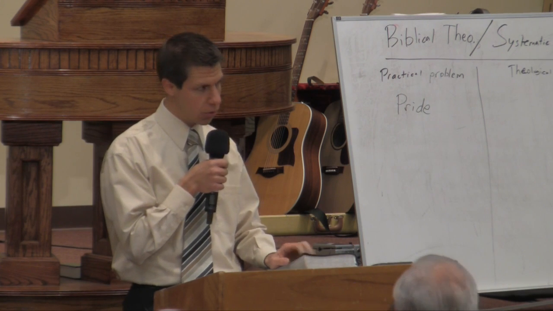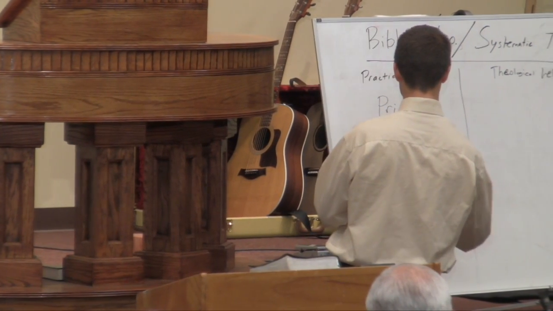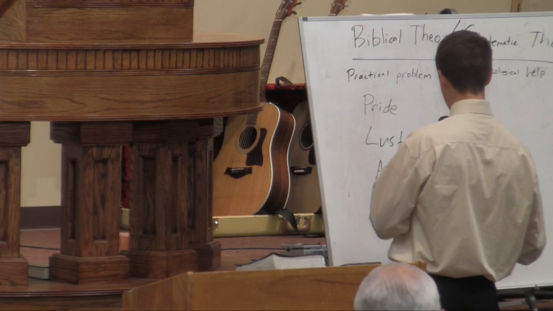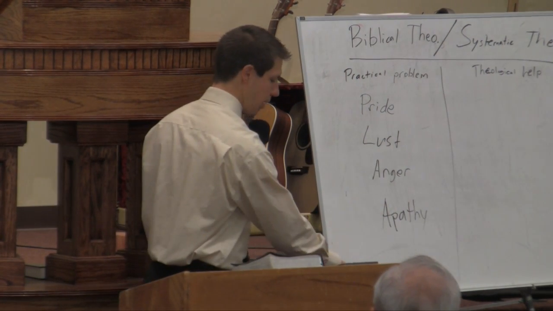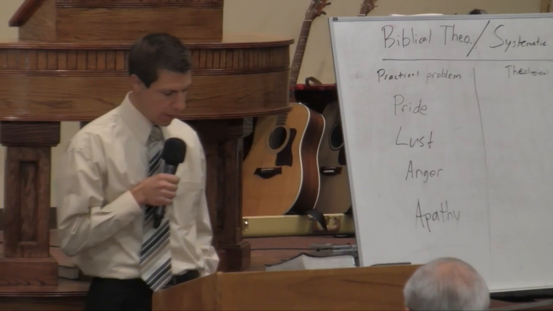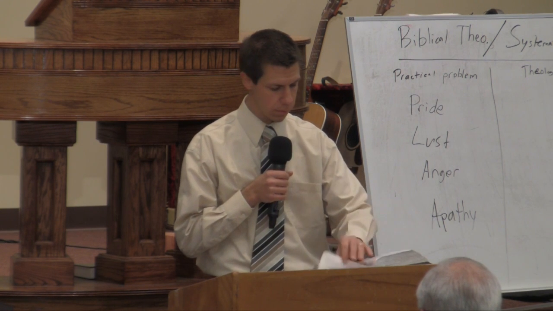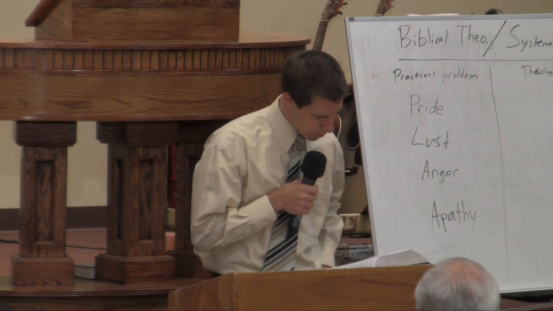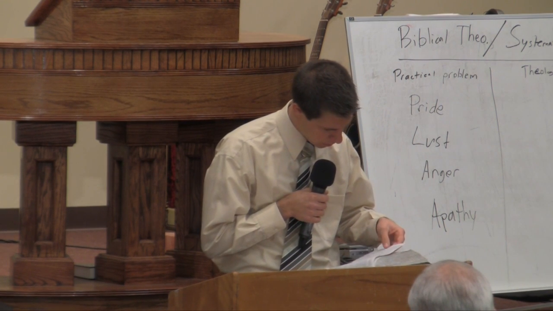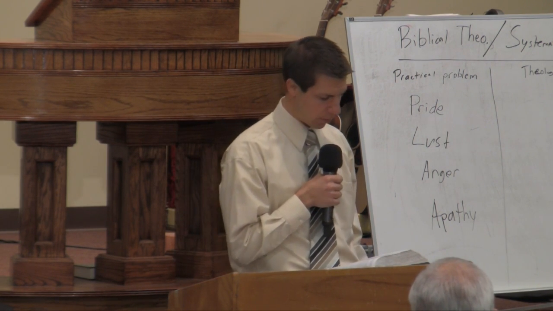Okay, so what we're going to do now is pick out a few topics: pride, lust, anger, and apathy. Then we're going to think about what the Bible says about them and what the theological basis is for the theological solution. So let's look at 1 Corinthians 4. Okay, Daniel, would you read 1 Corinthians 4, 6 to 7?